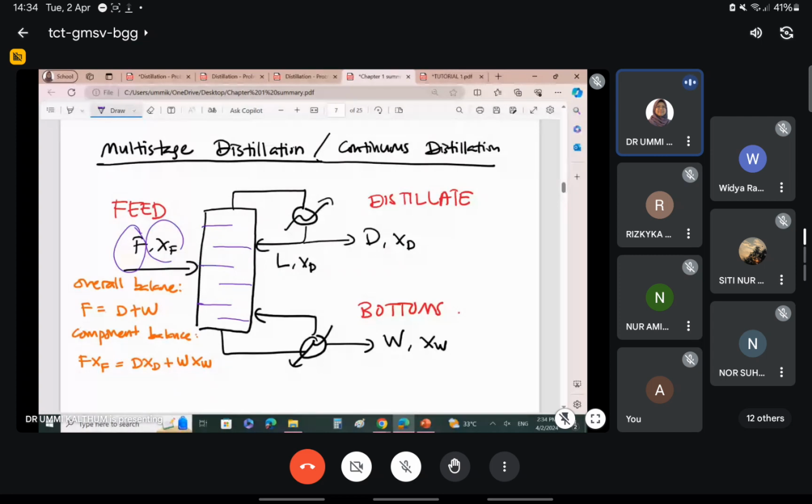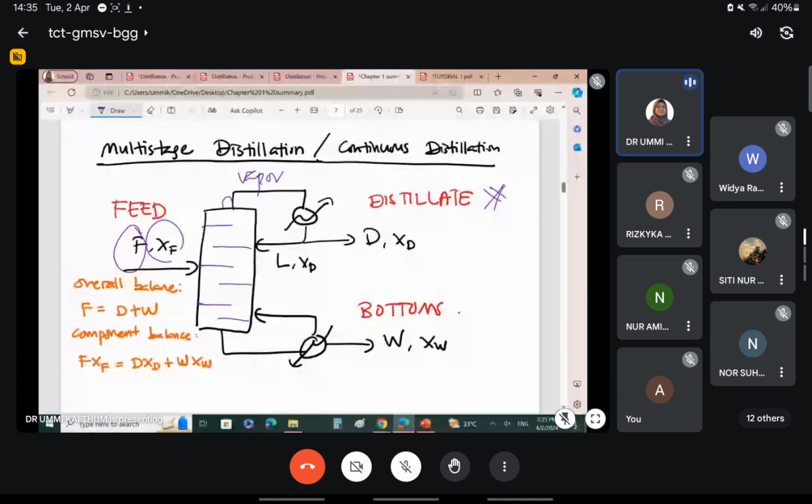Component A is more volatile component, akan keluar dekat atas. So yang keluar dekat atas kita sebut distillate, ataupun liquid product ataupun overhead product. Top liquid product ataupun overhead product ataupun distillate. Term-term untuk distillation. So yang keluar ini, dia keluar sendiri dalam bentuk vapor.